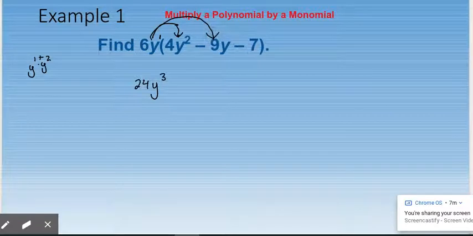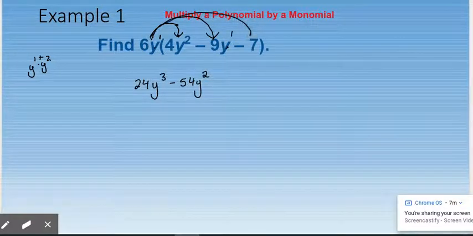6 times negative 9y, 6y times negative 9y. 6 times negative 9 is negative 54. Y to the first times y to the first. Don't forget to add your exponents. That's y squared. And then 6y times negative 7 is negative 42y.